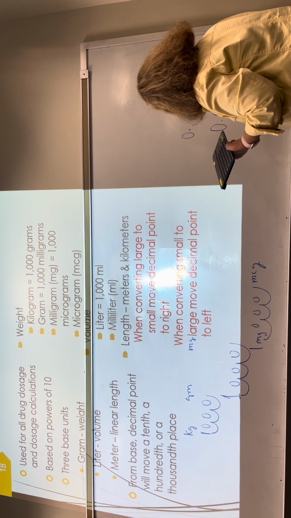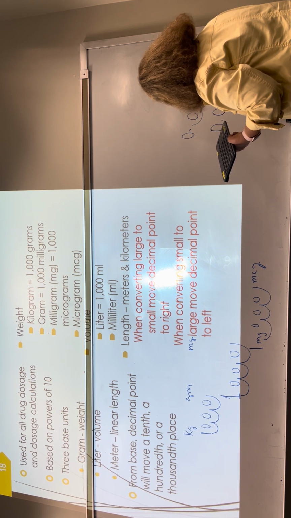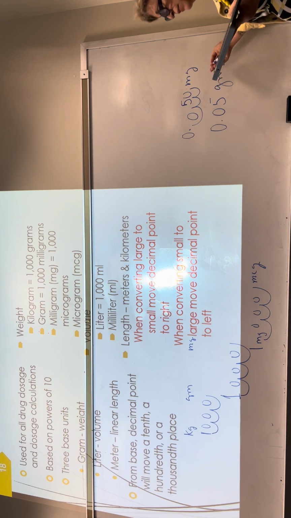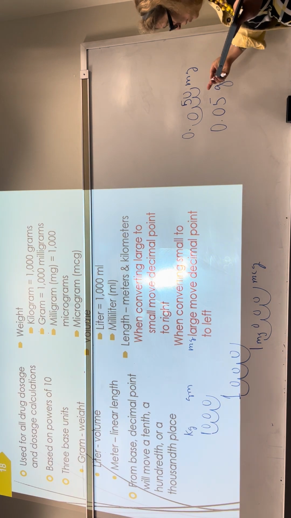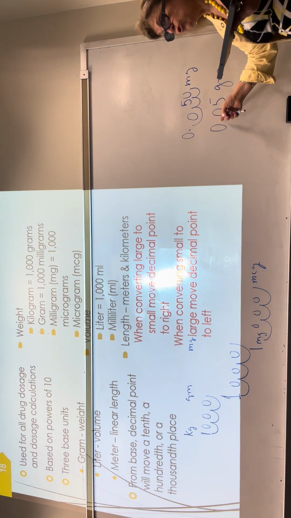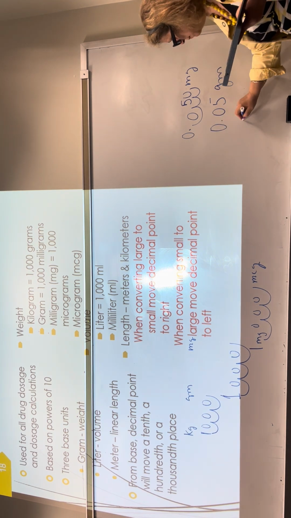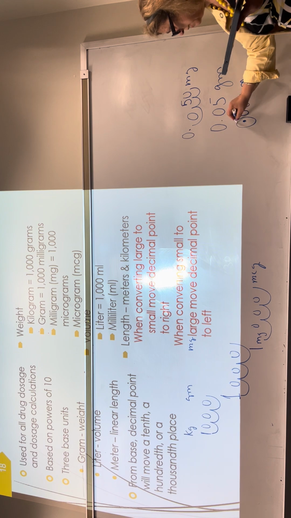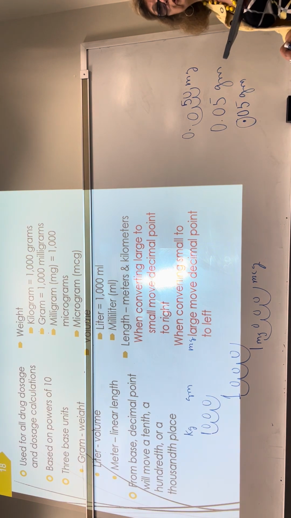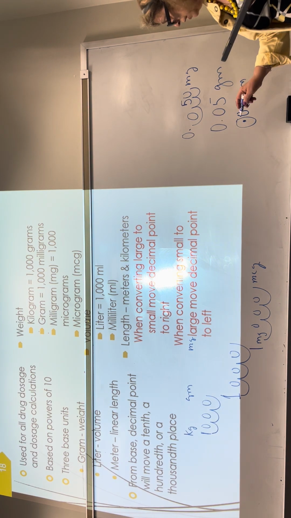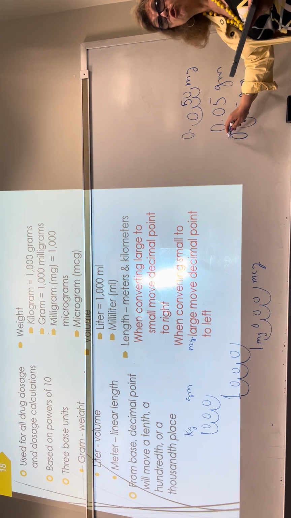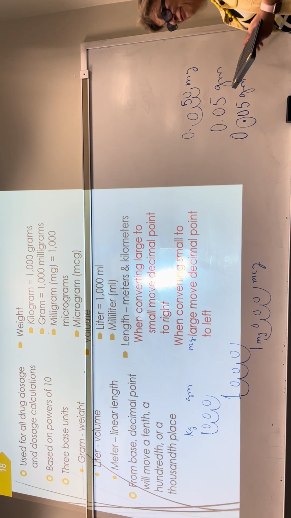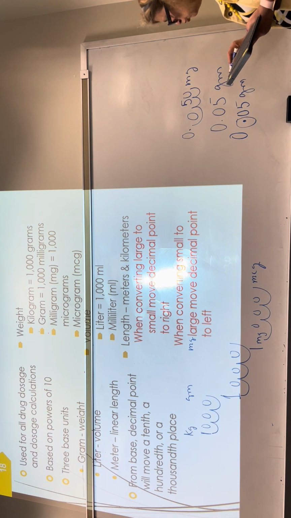0.05 gram. You don't need to put a 0 after the point, but you have to put the 0 before the point. You don't write .05 gram. This is very misleading because I might not see that point. So if there is a point, there has to be a 0 before it.